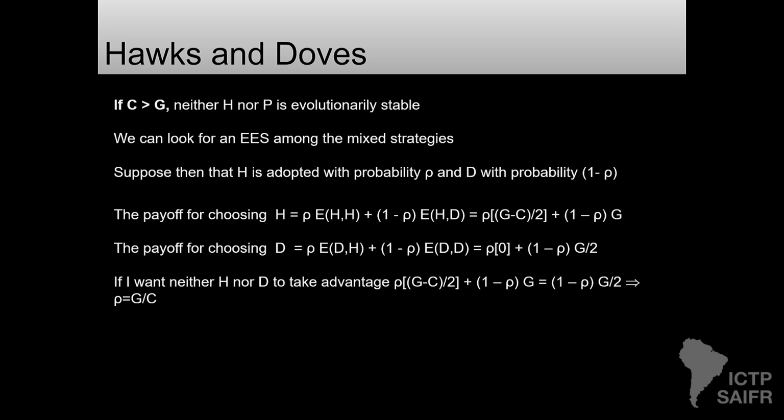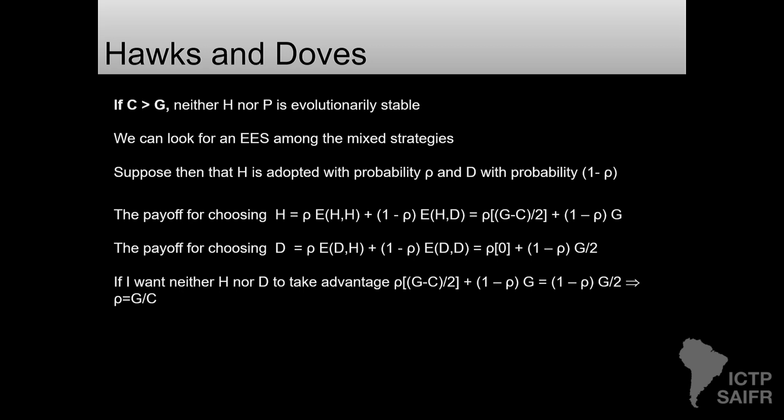So what I need is for this payoff to be equal to this payoff. The payoff of the hawk while competing with this strategy should be equal to the payoff of the dove while competing with this strategy. So I need this expression to be equal to this expression. And that leads to the condition that rho should be equal to Chi over C.